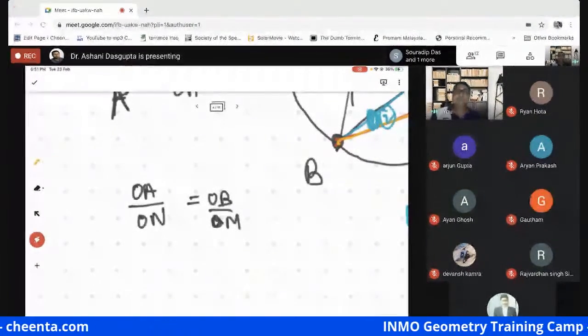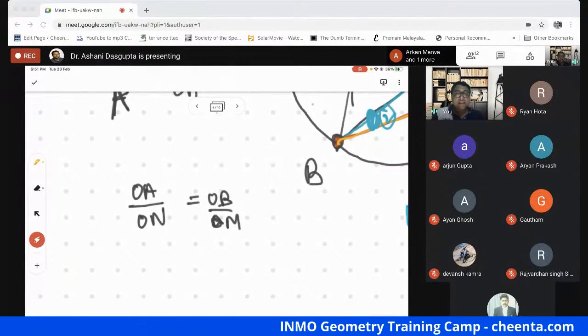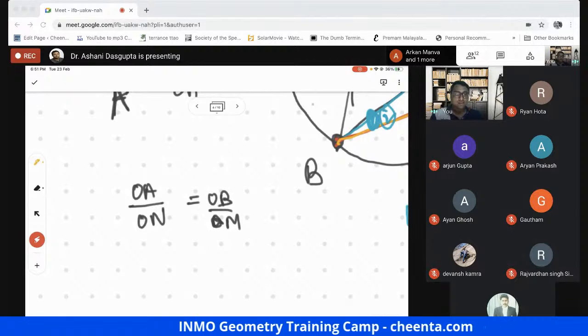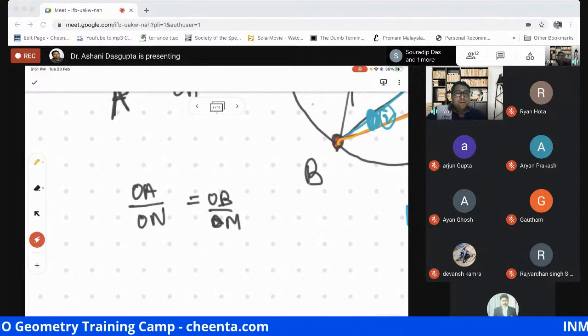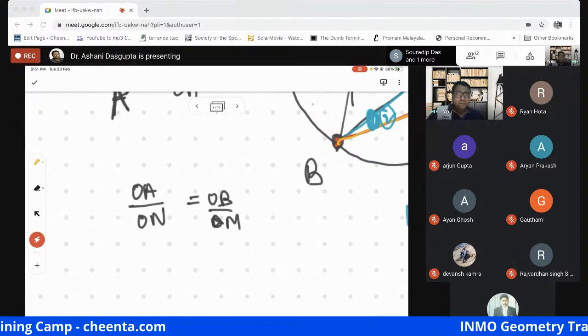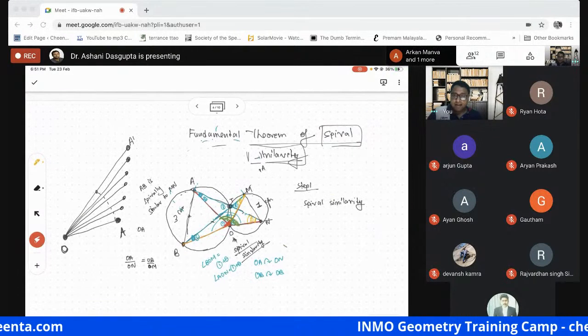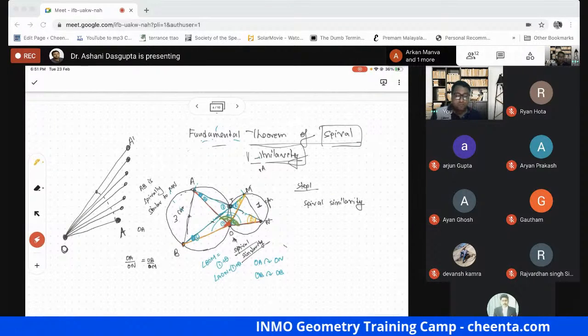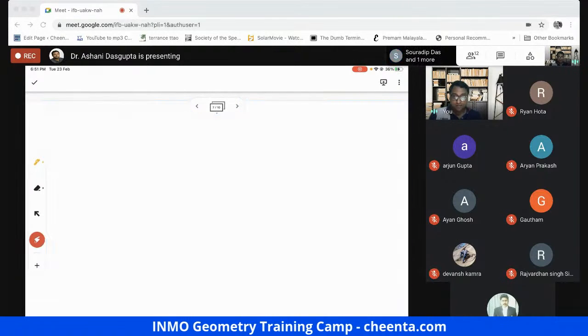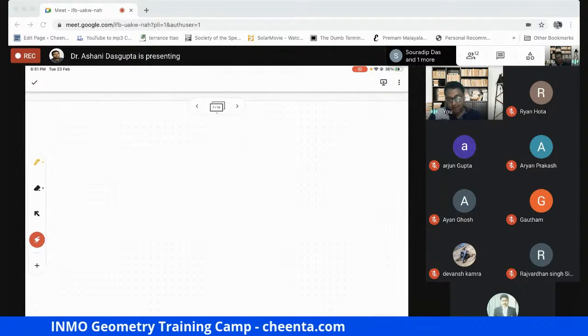Now, Gautam told me that you have already sort of learned this. So some of you, maybe not all of you. So what we are going to do is we will be using this and some other tools to move on to the application. So suppose we have a cyclic quadrilateral AB.